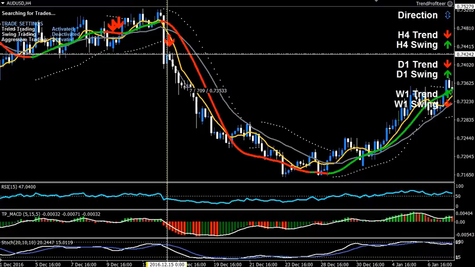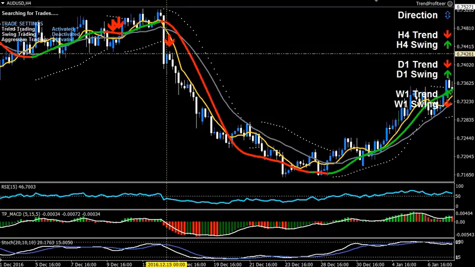First target here, 70 pips, would give us a 1-to-1 reward to risk ratio. 140 pips here gives us a 2-to-1 reward to risk ratio. 210 pips gives us a 3-to-1 reward to risk ratio. And this trade actually made it as far as around 260 pips. So just shy of a 4-to-1 reward to risk ratio.